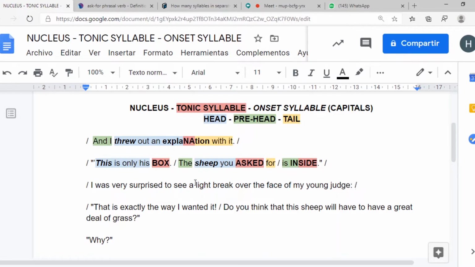I was very surprised to see a light break over the face of my young judge. We can say it this way. I was very surprised to see a light break over the face of my young judge. Okay, we can separate here if we want.